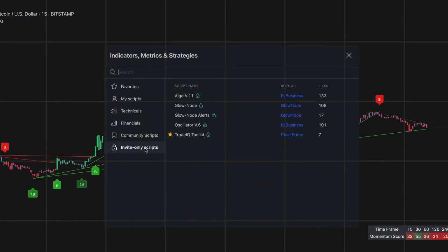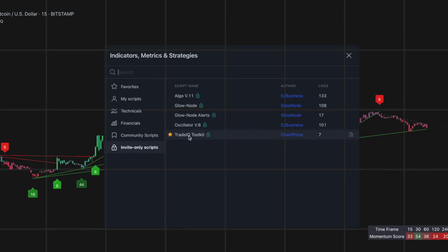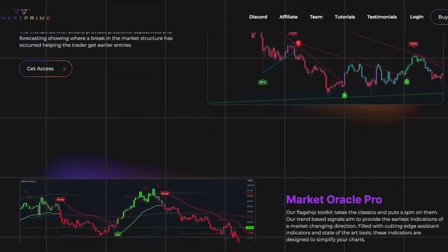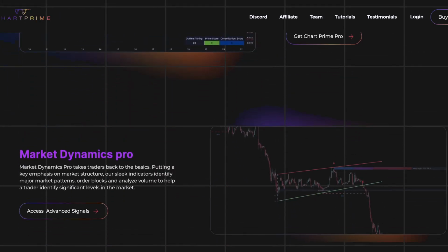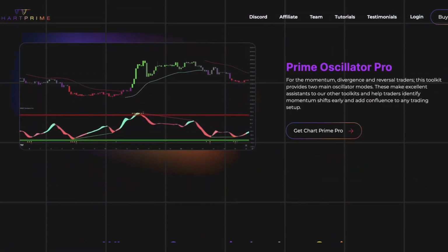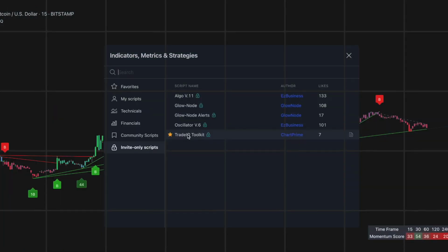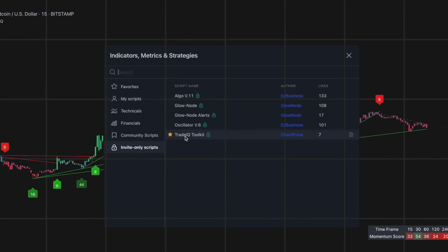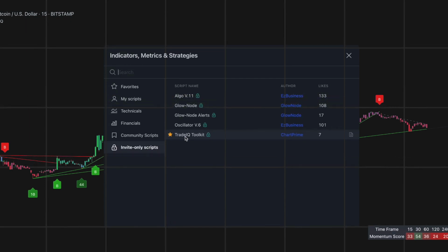Right away, I must mention that the TradeIQ Toolkit is a private script. It comes in a package together with premium Chart Prime indicators like Prime Oscillator Pro, Market Dynamics Pro, and Market Oracle Pro. Once you've activated your subscription, the TradeIQ indicator will appear in the invite-only scripts.